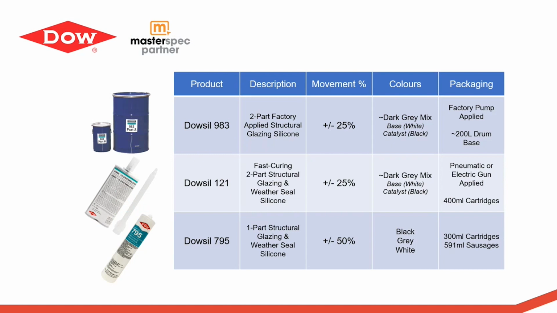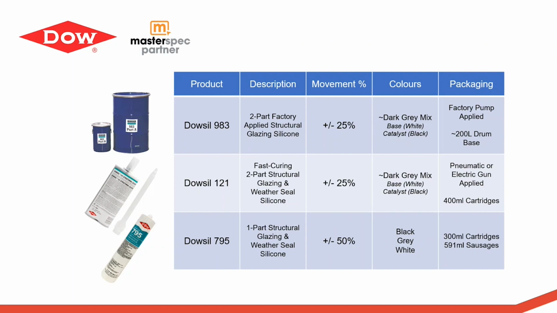Starting with Dow sealants, these are some of our Dow structural glazing sealants. So you've got Dowsil 983, which is our two-part structural glazing silicone used in factory settings. This requires the use of a mixing pump to apply.